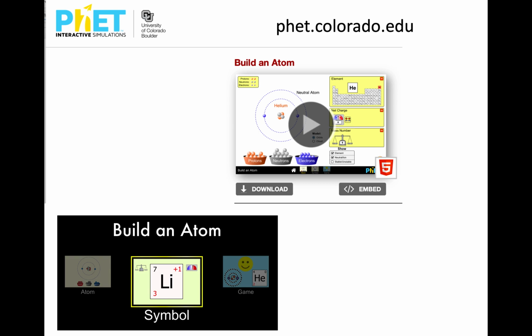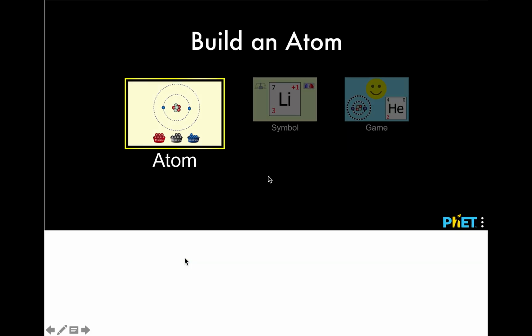To explore this and have some fun with it, one resource that's useful is at the PhET website. Show the link there at the top. It's a PhET sim called Build an Atom. Within the Build an Atom, you can explore the relationship between the subatomic particles and the symbols. Within the Build an Atom sim, there's 3 different activities you can choose from.